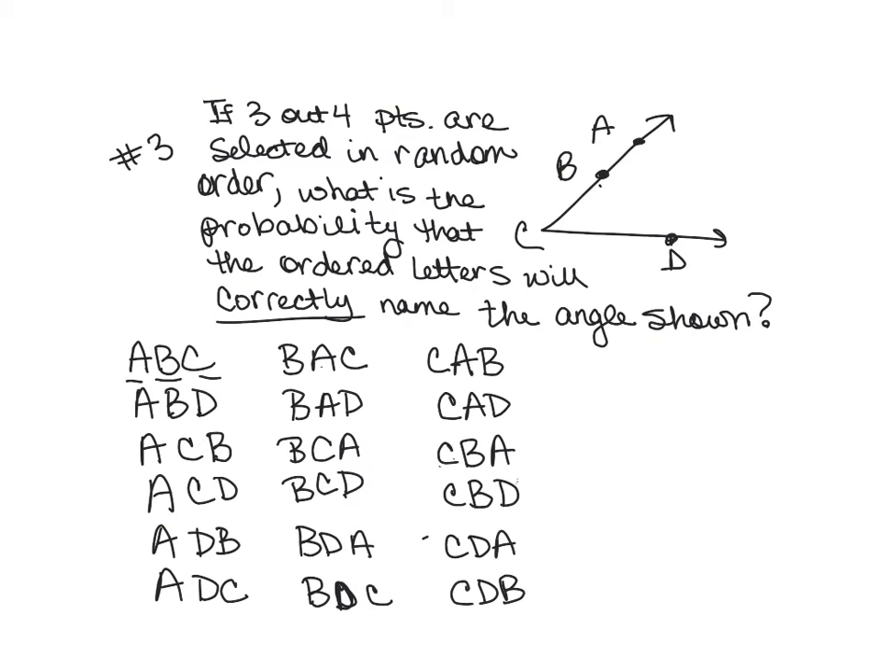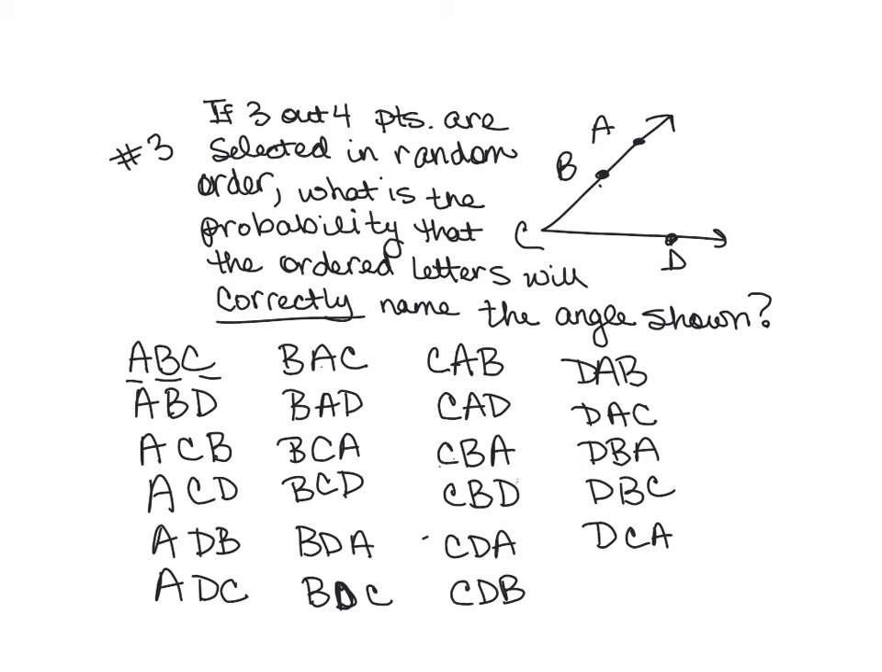CDB. Now let's start with D. Pointing D, and then we'll go DAB, DAC. There's no more possibilities beginning with D and A, so let's go with DBA, DBC. And finally, we move on to starting with D, C, and then going to A, and then DCB. Those are all of your possibilities.